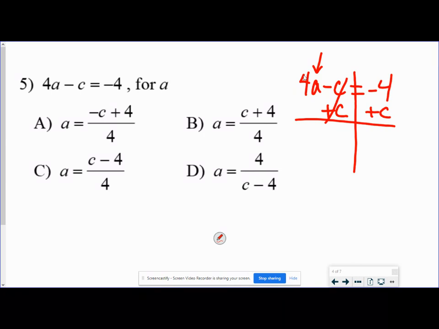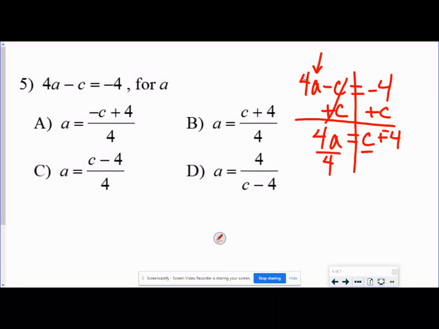If you wrote -4 plus c, that would be fine. We've talked about standard form, and we've said usually we want variables before numbers. So instead of -4 plus c, I'm going to write c minus 4 or c plus a -4. And on the left side, I still have 4 times a. Now, I don't want 4 times a. I just want the a. So to get rid of multiplying by 4, I would divide by 4.